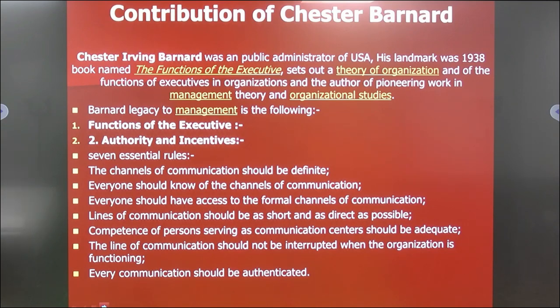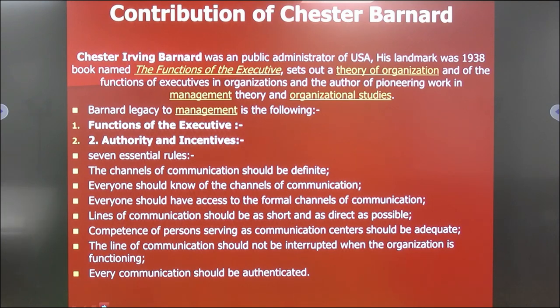Number one, establishing and maintaining a system of communication. Number two, securing essential services from the members of the organization. Number three, formulating organizational purpose and objective. As you know, we are discussing the legacy to management given by Bernard, and I have just discussed point number one, functions of the executive. Now come to point number two, that is authority and incentives.